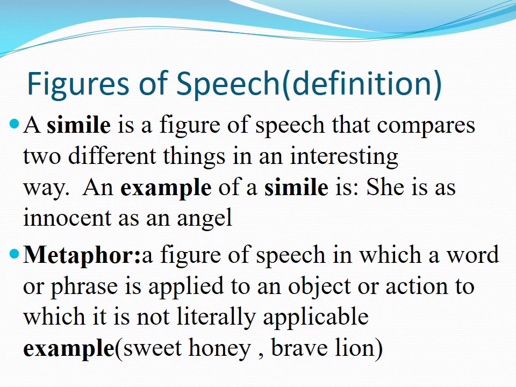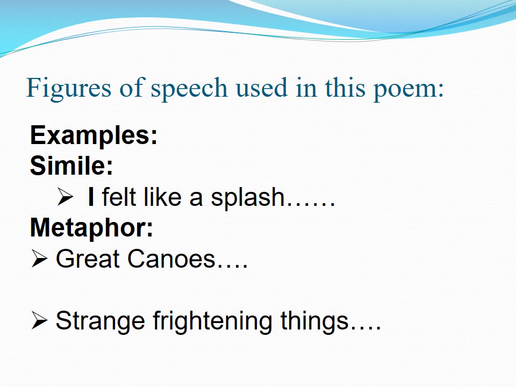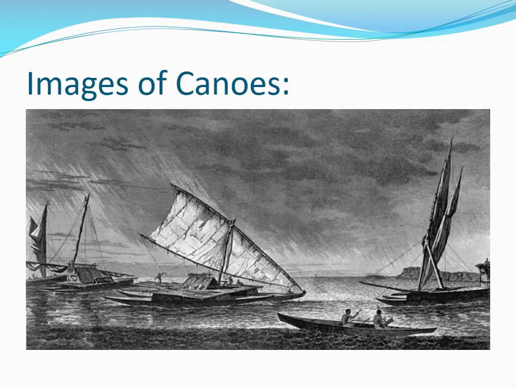Figures of speech are the most important device that is usually used by the poet in poetry. Simile and metaphor are figures of speech highlighted by the poet. Simile means to compare two different things, and a metaphor is a word or a phrase that describes feelings as if it was another thing. Here are a few examples of simile and metaphor that are taken from the poem: I felt like a splash, great canoes, strange frightening thing. Viewers and dear students, here is a view of a Spanish ship with sails, which is named as Great Canoe, with houses and clouds as described in this poem. Houses and clouds are the imaginary things that come into the poet's mind, and he is scared of these houses and clouds. Actually, these clouds are the sails of this boat.